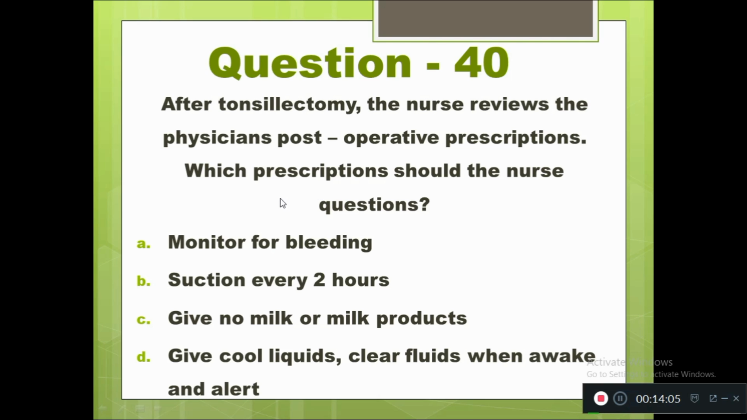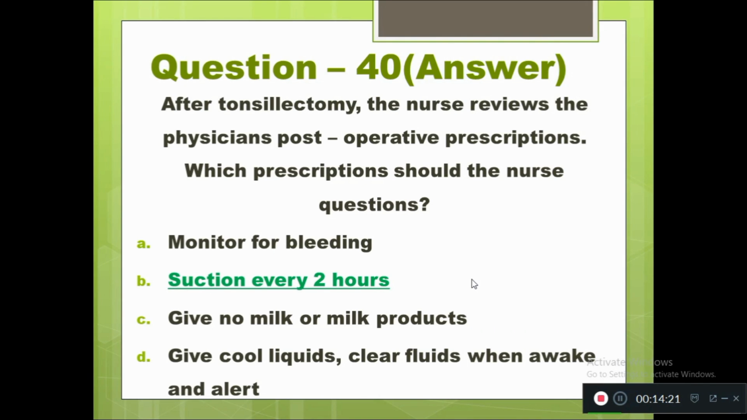So here, in the client who has undergone tonsillectomy, the nurse reviews the physician's post-operative prescriptions. The right answer is that the nurse should question suction every 2 hours. Usually a suctioning apparatus should be present for the client who has undergone tonsillectomy, but suctioning is done only if there is any obstruction. If suction is done unnecessarily, it may cause irritation or injury to the surgical area. That's the end of today's video.